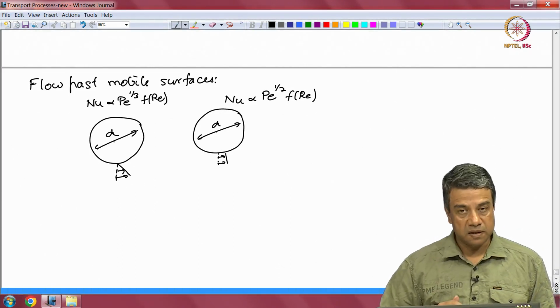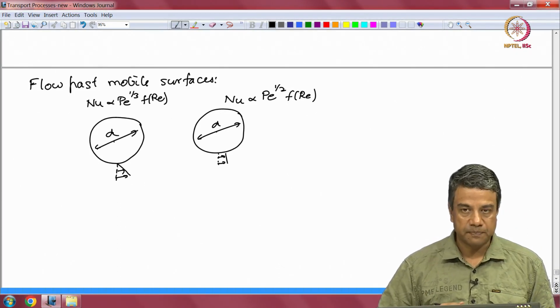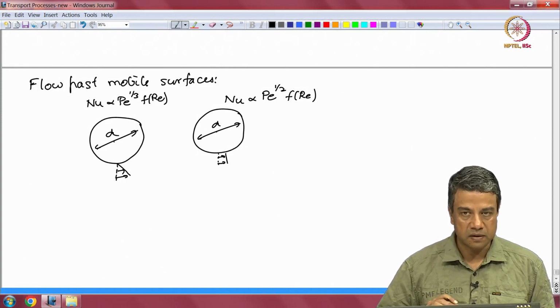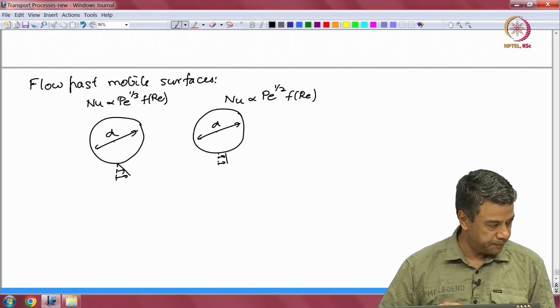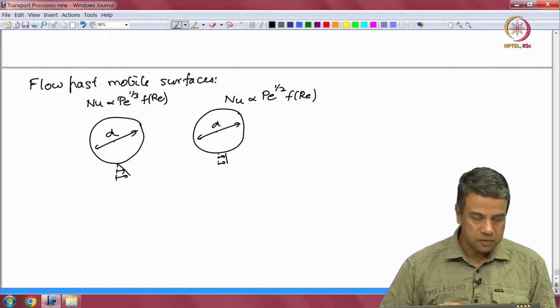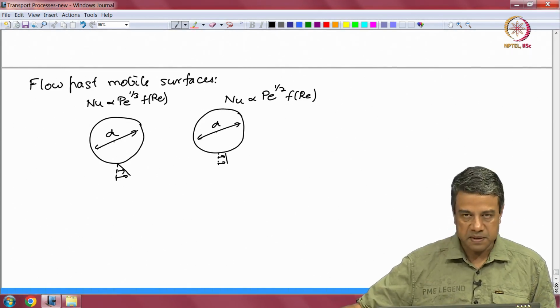This function is a constant if you are in the low Reynolds number regime. If you are in the high Reynolds number regime, then there is a non-zero value, a non-trivial dependence of this function on the Reynolds number. Okay. So, let us examine correlations for some specific cases.